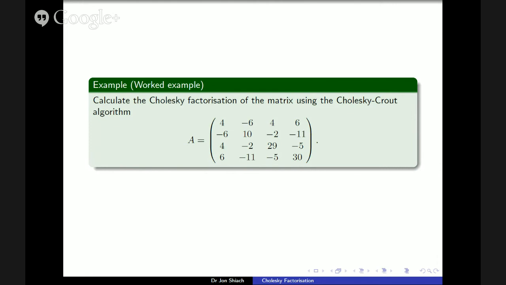Okay, that's the Cholesky Crout algorithm. Just keep going down the columns, plug in your values, do a bit of number crunching, and nothing there should sort of give you any difficulty.